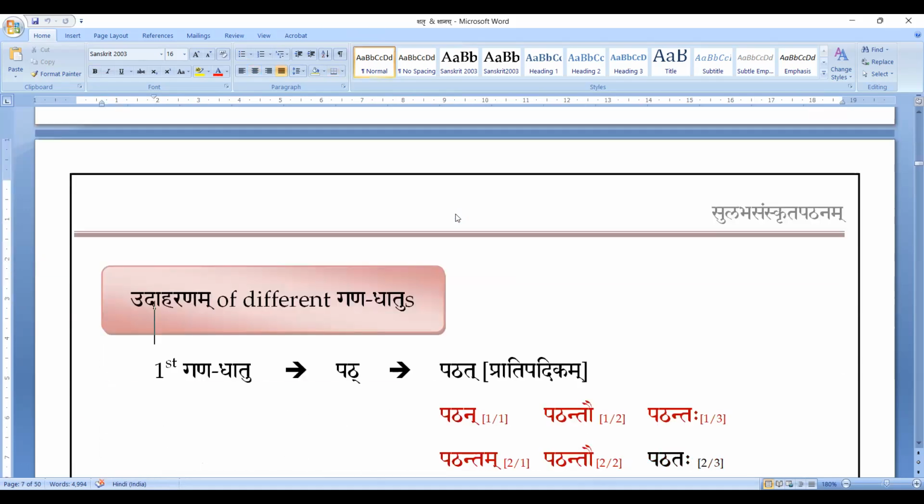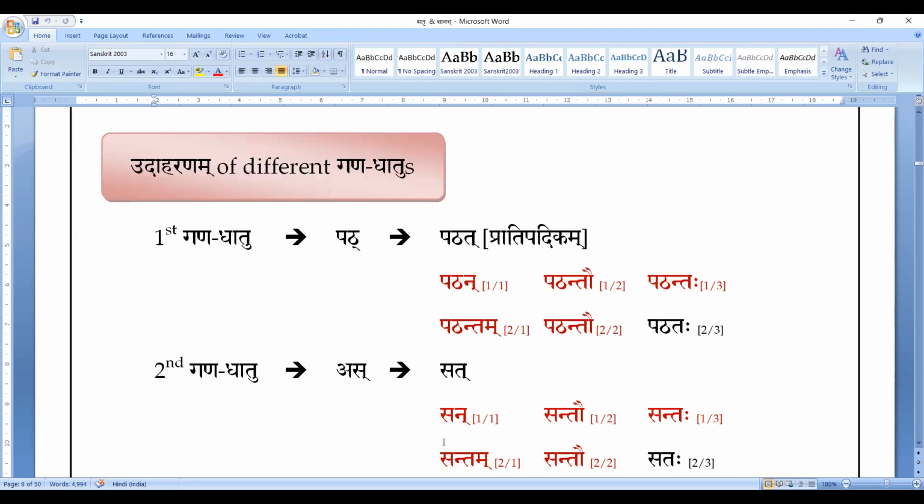Now we will see for different ganas. So here comes the real challenge. For different ganas, what happens? We need to know. For the 1st, 4th, 6th, and 10th, we don't have a problem. It is simple. For the second gana and the third gana, when it comes to strilinga or napumsakalinga, the forms would be a little challenging. We will see that. I try to make it as simple as possible. Now, examples of different gana dhatus.